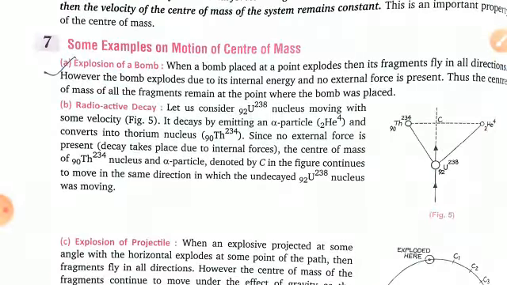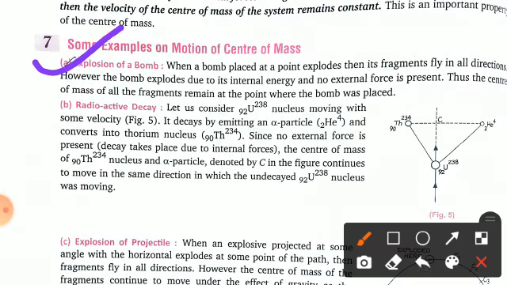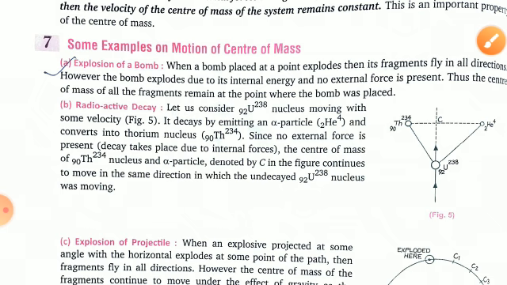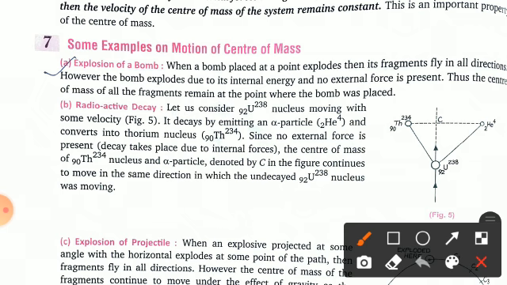First one, you can see the explosion of a bomb. Fine. These are the examples. When a bomb placed at a point explodes, its fragments fly in all directions. However, the bomb explodes due to its internal energy and no external force is present. Thus, the center of mass of all the fragments remains at the point where the bomb was placed. Fine. Now see the second one.